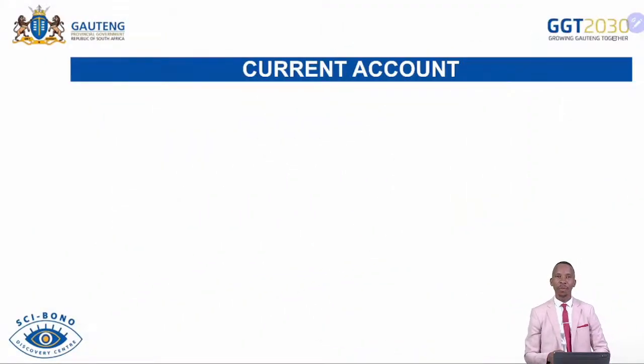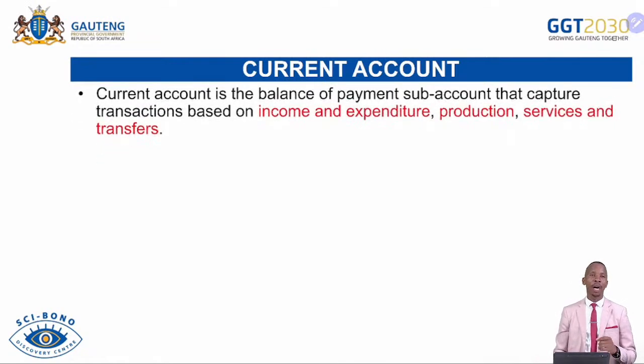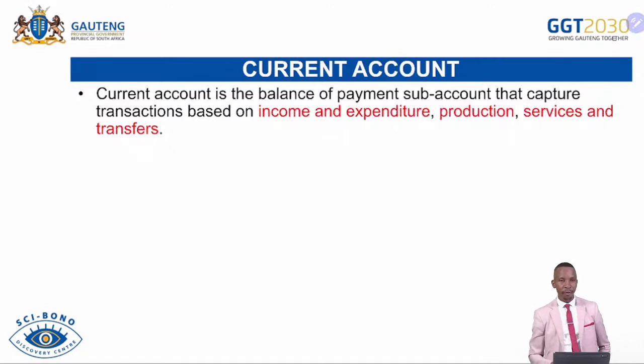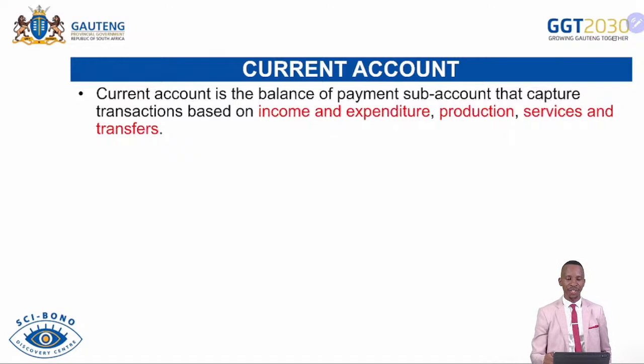That will give you what you call the balance on current account that can either be negative or positive. If it's positive, it means the surplus. It means inflows are more than outflows. If it's a deficit, it means that outflows are more than inflows. So this is the information I've just presented to you. The current account is the balance of payments sub-account that captures transactions based on income and expenditure, production, services, and transfers.